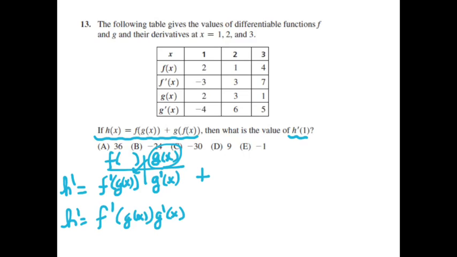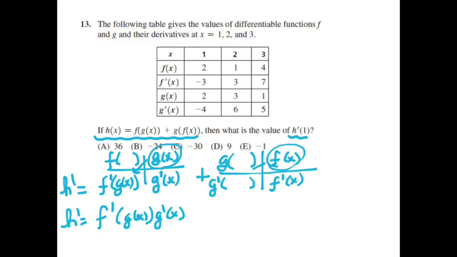Plus then g of f of x. So I have a composite function again, but this time g is on the outside and f is on the inside. The derivative of g of something is g prime of something, and the derivative of f is f prime. Of course, this is going to go in here. So plus g prime of f of x times f prime of x. All right, and we want to find h prime of 1.